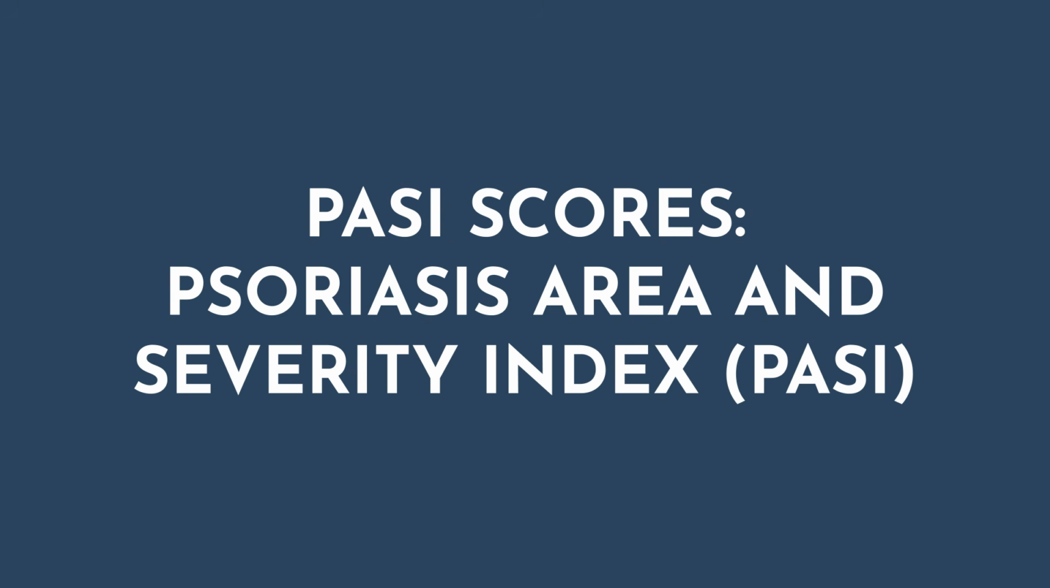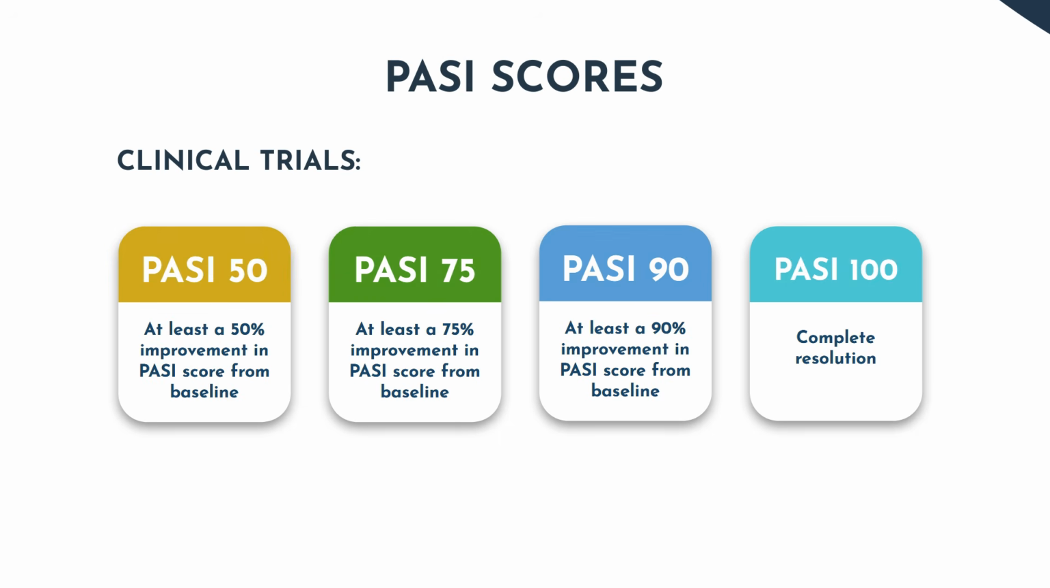We'll talk about something called PASI scores, Psoriasis Area and Severity Index. In clinical trials, if you hear PASI 50, that means that there was at least a 50% improvement in the score from the baseline. PASI 75 means 75% improvement or clearance. PASI 90, you're at 90% clearance, and a PASI 100 is 100% clear.